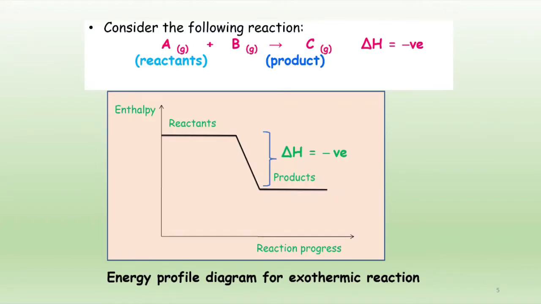Another type of reaction is called exothermic reaction. In this type of reaction, the reactants have more enthalpy compared to the product. So as the reaction progresses, the reactants will lose enthalpy or energy to the surroundings as they turn into products.